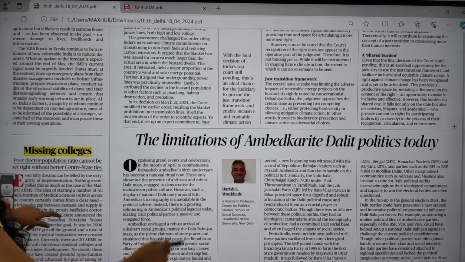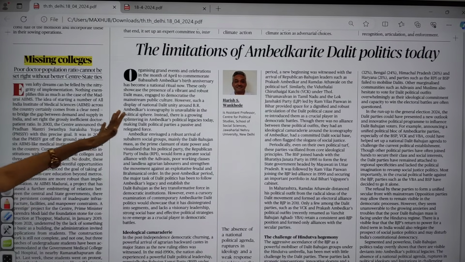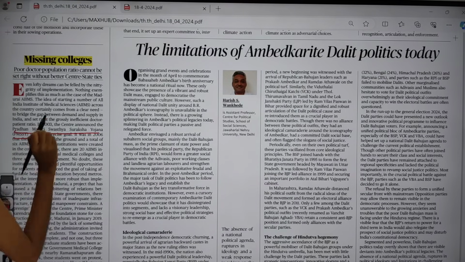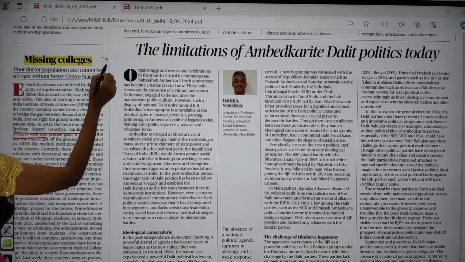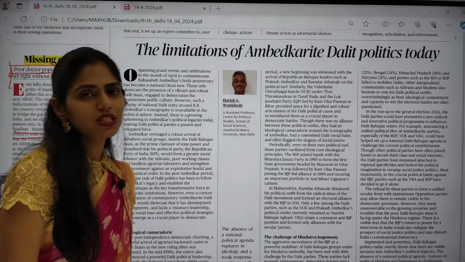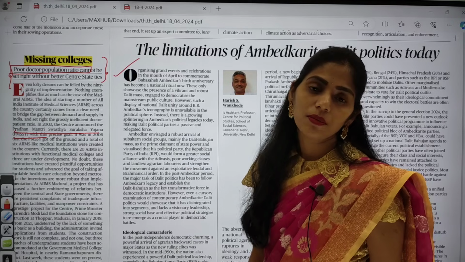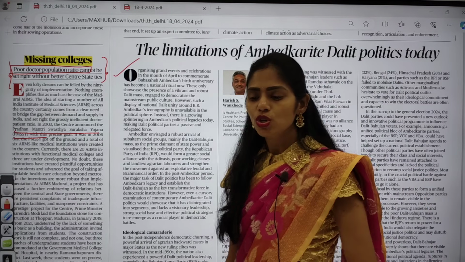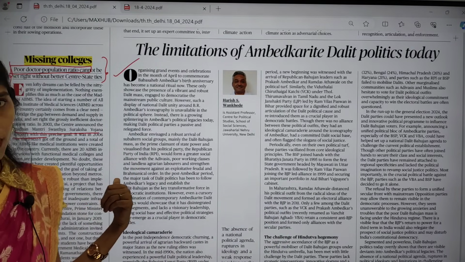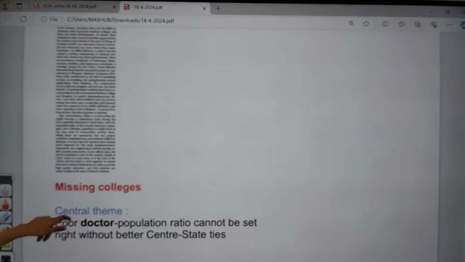If you move on, this is a political article, there is no need of going to that. And the next one here is missing colleges. This article is talking about one important scheme, that is Pradhan Mantri Swasthya Suraksha Yojana. It is also talking about one more important issue: there is a poor doctor to population ratio. Whatever the ratio set by WHO, India is not meeting that demand. So there are very few doctors for the overall population, and that data is very important. Let us see this article in detail, and we are going to see about this scheme as well.